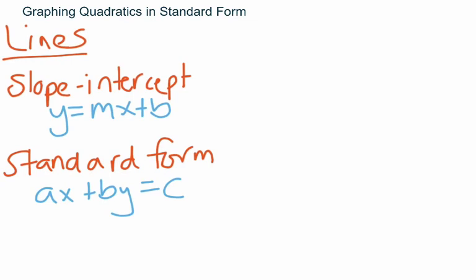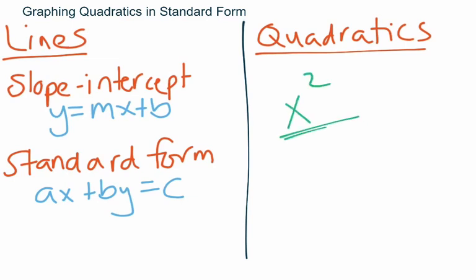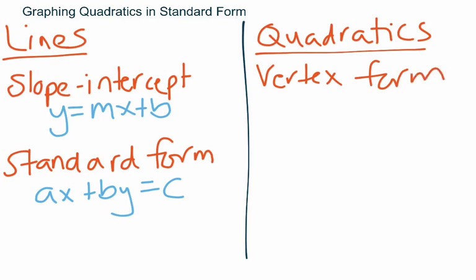Now, just like lines come in more than one form that have different advantages to them, quadratics also come in more than one form. And remember, a quick little recap of quadratics: your tip-off that something is a quadratic is that it has an x squared in it. And we did a lesson where we looked at what's called vertex form of a quadratic. So vertex form for a quadratic is this. It's the a, and then we have x minus h all squared plus k. And that's the official form.